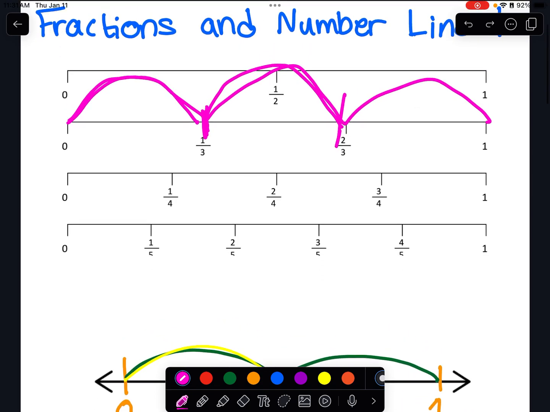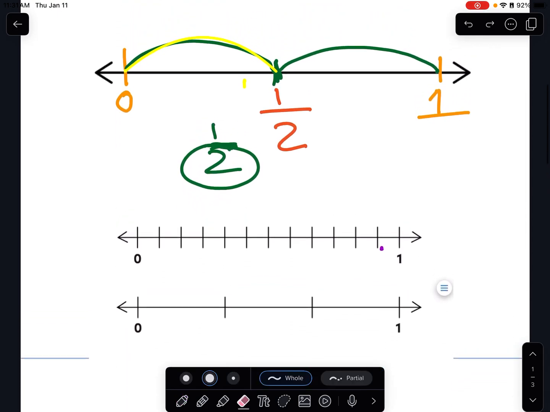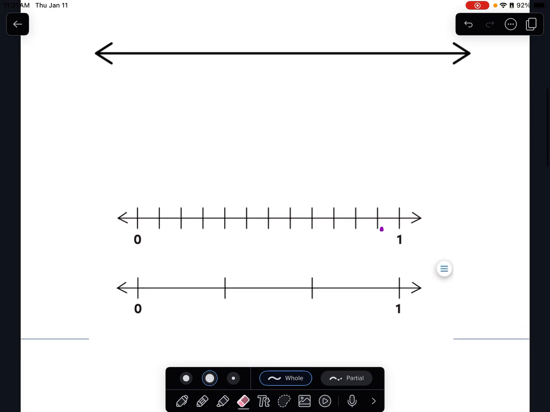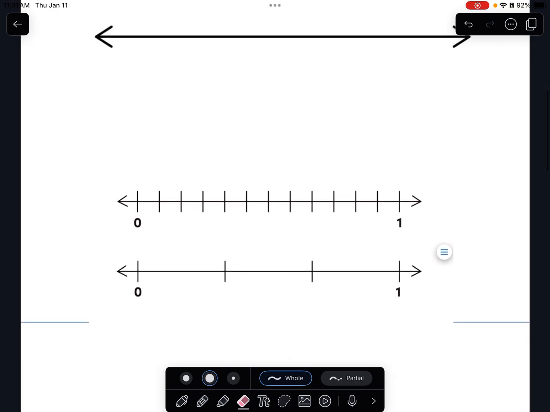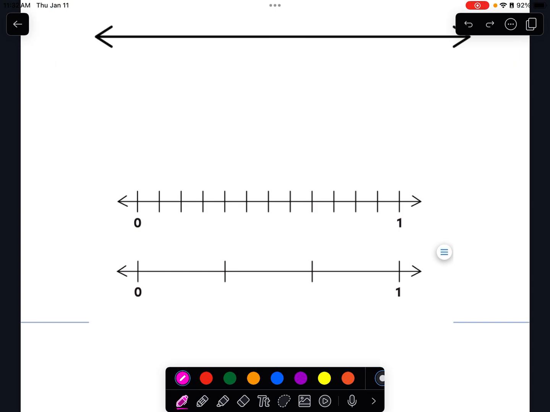Now here's where it gets really interesting and, dare I say, fun. We're going to talk about adding fractions using a number line. We're going to use this one first. We've got a 0 here and a 1 here, and I don't know how many equal segments this number line is divided into.